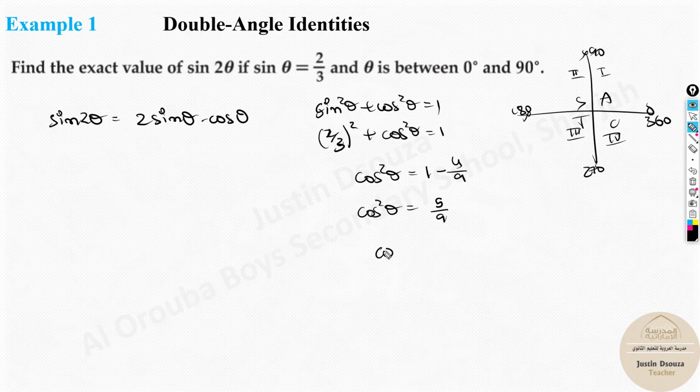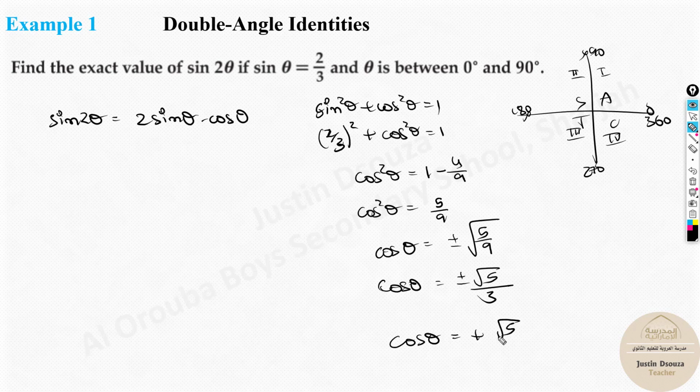And now you can take the square root on both sides, and it will be cos theta on the left side, and plus or minus root 5 by 9 on the right. Now it is plus or minus root 5 by the square root of 9, which is 3. Plus or minus is already written over here. This is the cos theta value. It can be either plus or minus, but here we know it is from 0 to 90, so it must be positive only. Cos theta is plus root 5 by 3. This is the answer.